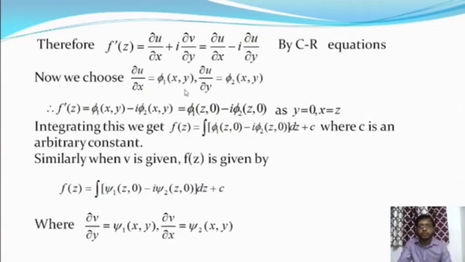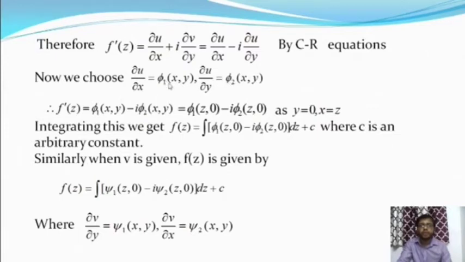So now we will choose del u del x is equal to phi 1 of x comma y, and del u del y is equal to phi 2 of x comma y. So del u del x and del u del y are both continuous functions, and both are functions of x comma y. So that's why I will choose del u del x is equal to phi 1 and del u del y is equal to phi 2.